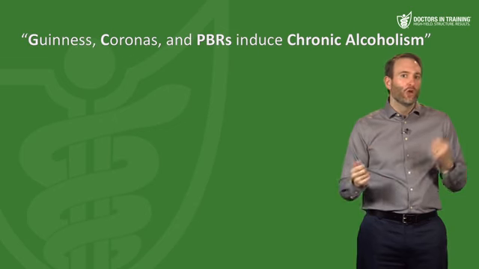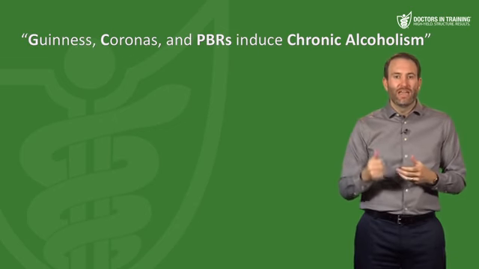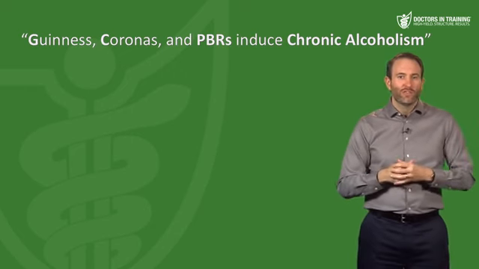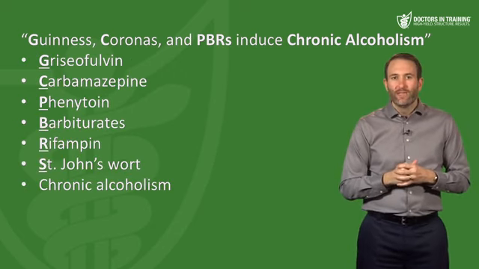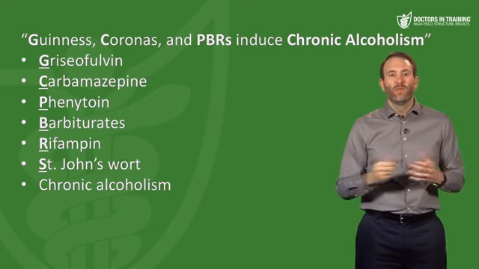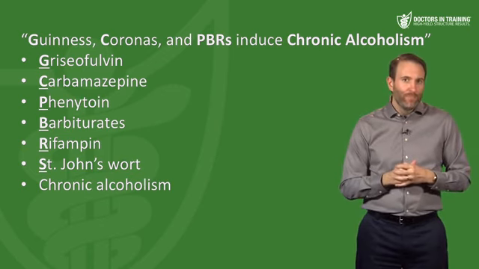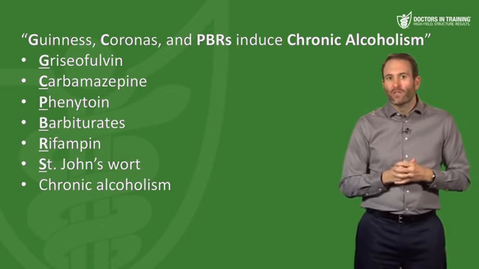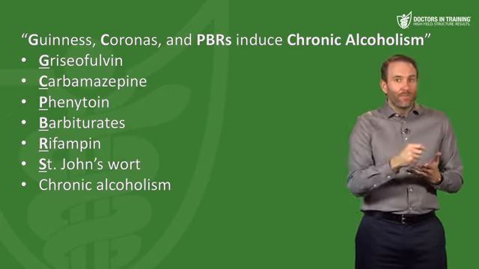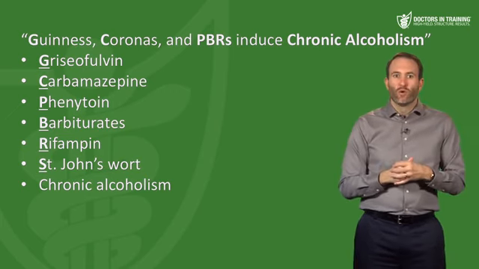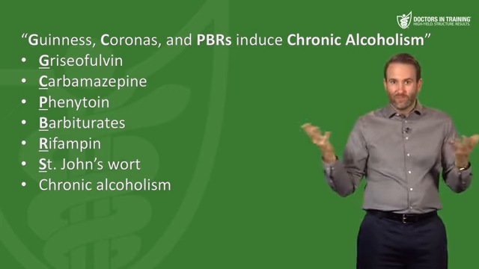Next, what are some of the inducers of cytochrome P450? So remember, our mnemonic is Guinness, Coronas, and PBRs, and it induces chronic alcoholism. So the G is for griseofulvin, the C is for carbamazepine, P is for phenytoin, B is for barbiturates, R is for rifampin, and then the S in the PBRs, you've got to remember the S, is for St. John's wort, and then the last one, chronic alcoholism, speaks for itself.